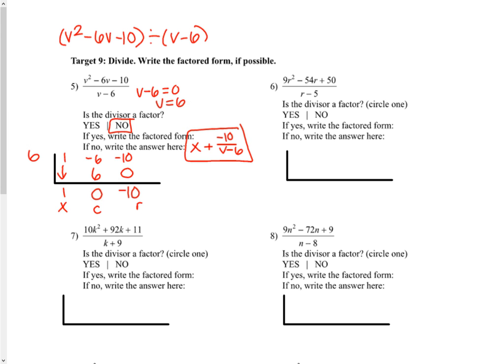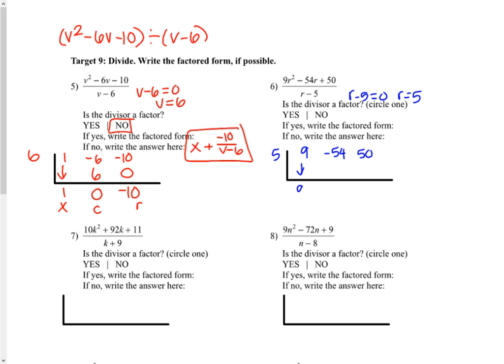Okay. Number 6. First thing, bring down those coefficients. It's in standard form. We're not missing anything. So I have 9, -54, and a +50. Set r minus 5 equal to 0, and I get r equals 5. So 5 goes on the outside.